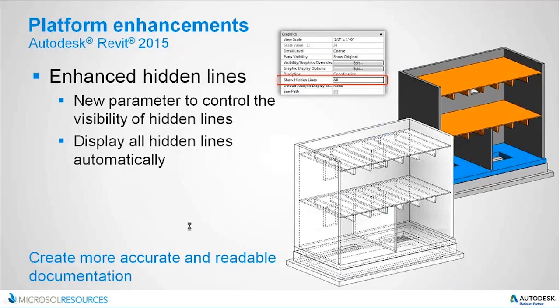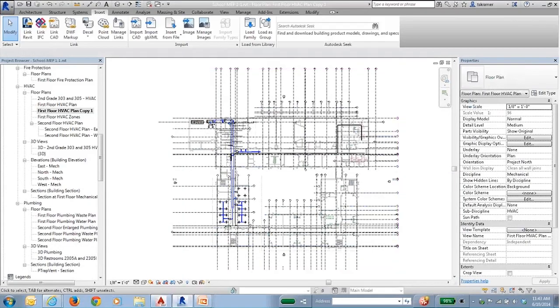go to the next slide here. Oh yes, the enhanced hidden lines. There's a new parameter in the properties of a view that will allow you to control the hidden lines, giving you more control of the hidden lines. So it basically is going to give you the ability to, let me show you here.